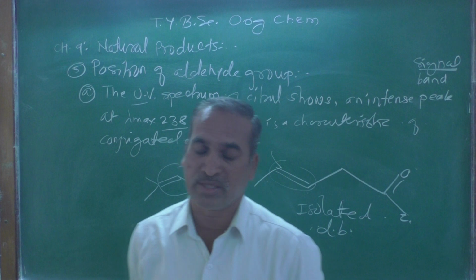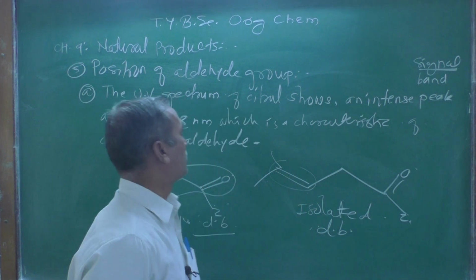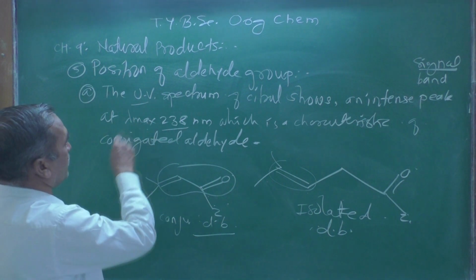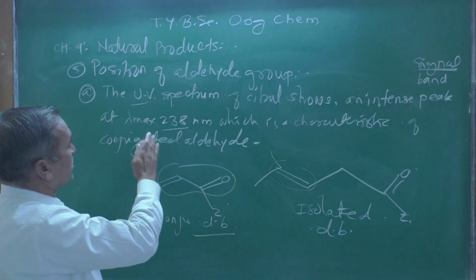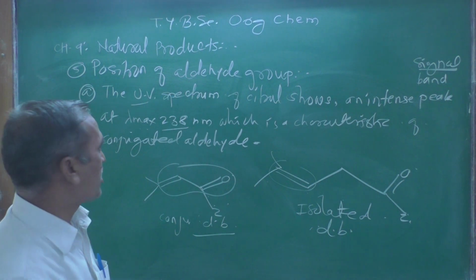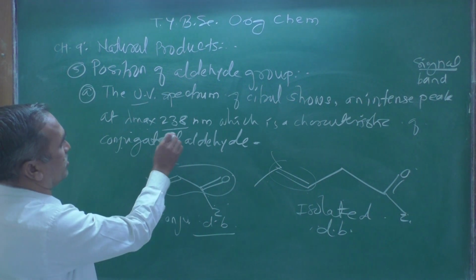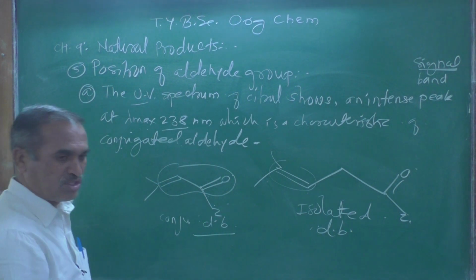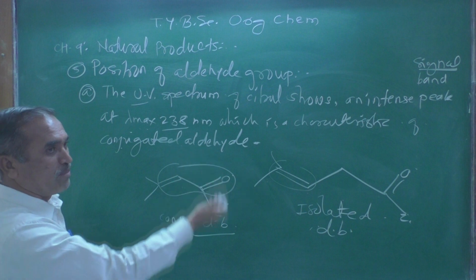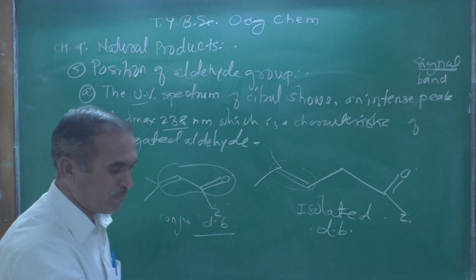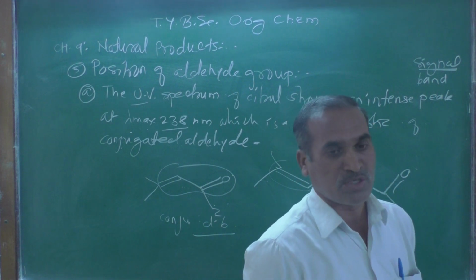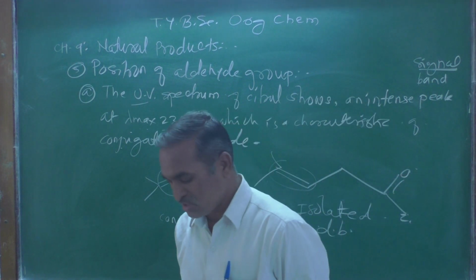How to calculate that we will see during UV spectroscopy. But here just remember, this lambda max peak, or the signal or band, appears around 238, which is characteristic of the conjugated aldehyde. In a conjugation system, first you know that the system in which double bonds are separated by a single bond only is known as a conjugated system.